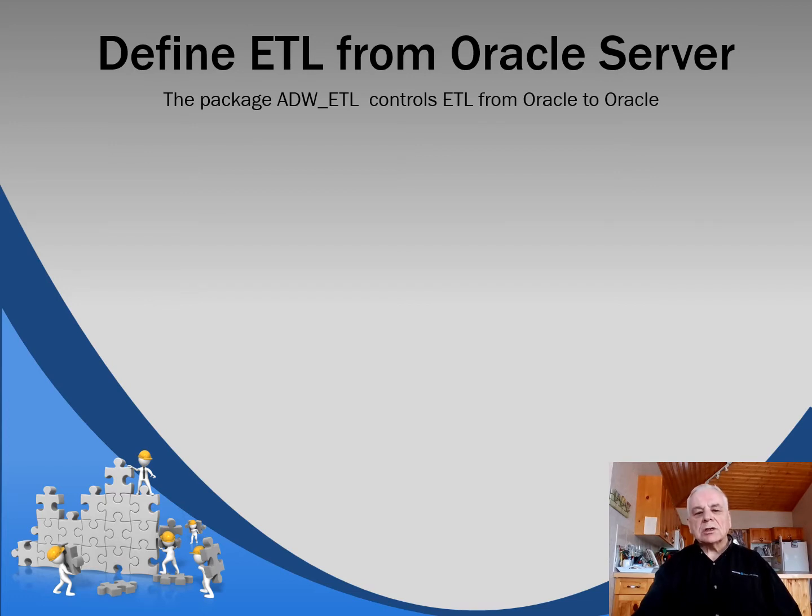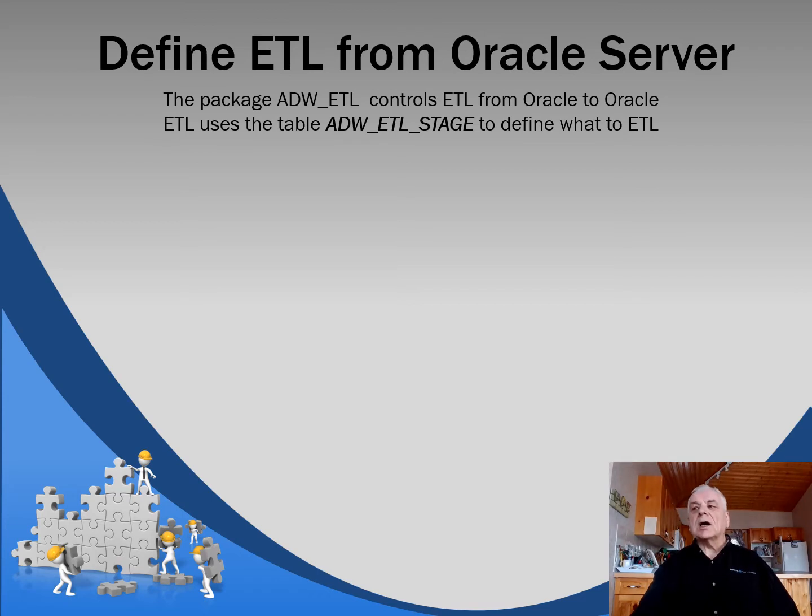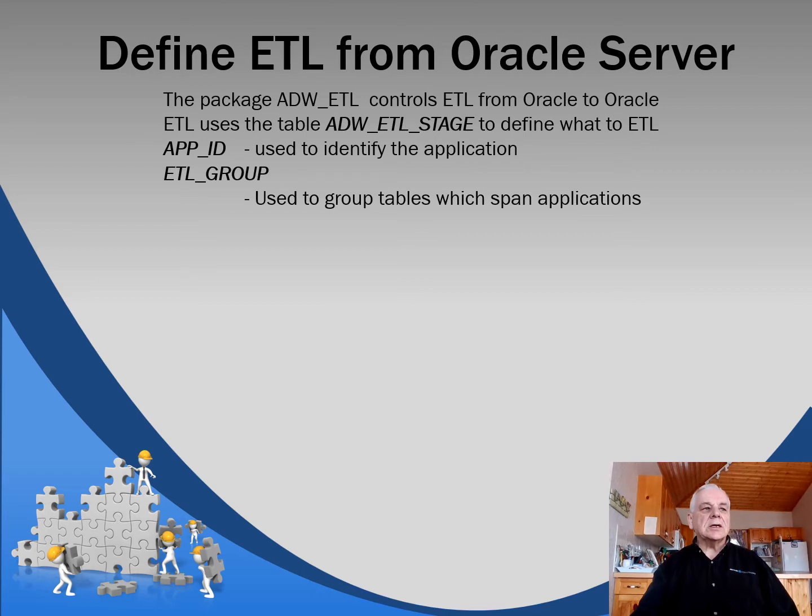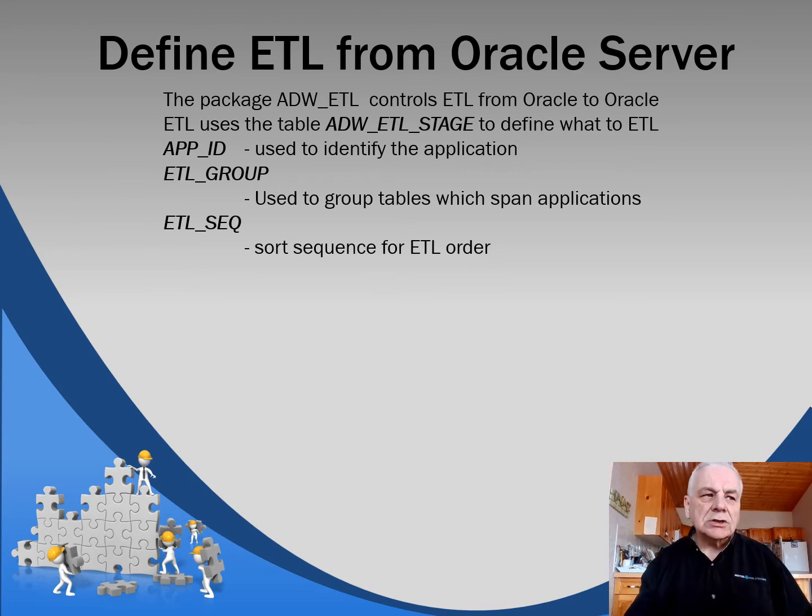The PL/SQL package we use, ADW ETL, controls ETL from Oracle to Oracle. ETL uses the table ADW ETL stage to define what ETL to run. In that table, there's a field called application ID, so we know that we need to have the application ID. The ETL group is used so that we can group data sets that may span multiple applications, in other words, trying to synchronize across application boundaries. Very seldom have I required that, and most of my work has been within an application boundary, with all the data within a particular application.